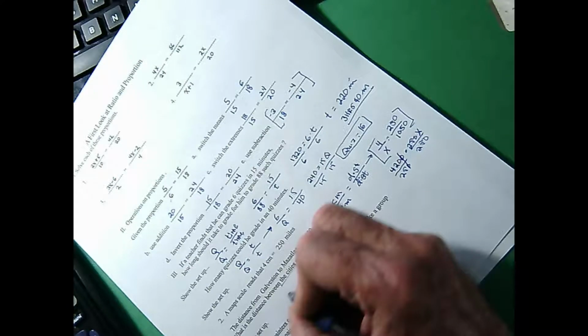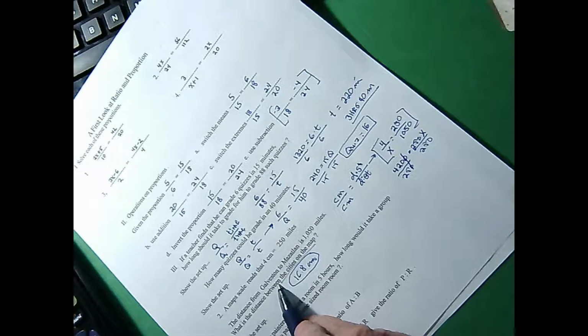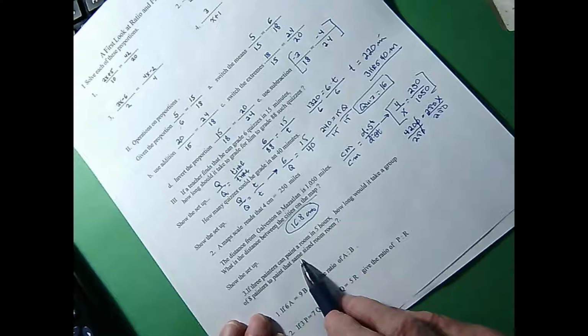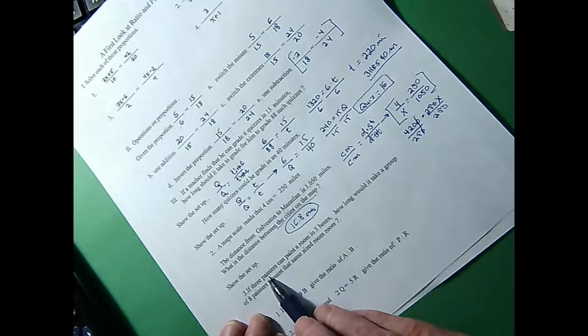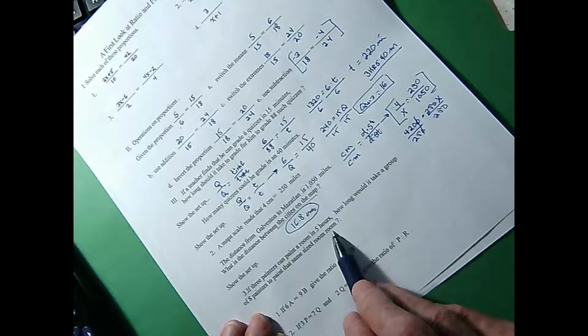16.8 centimeters would be the distance between the cities on the map. Here comes an interesting question that is different from what we've done so far. If 3 painters can paint a room in 5 hours, how long would it take a group of 8 painters to paint that same size room?